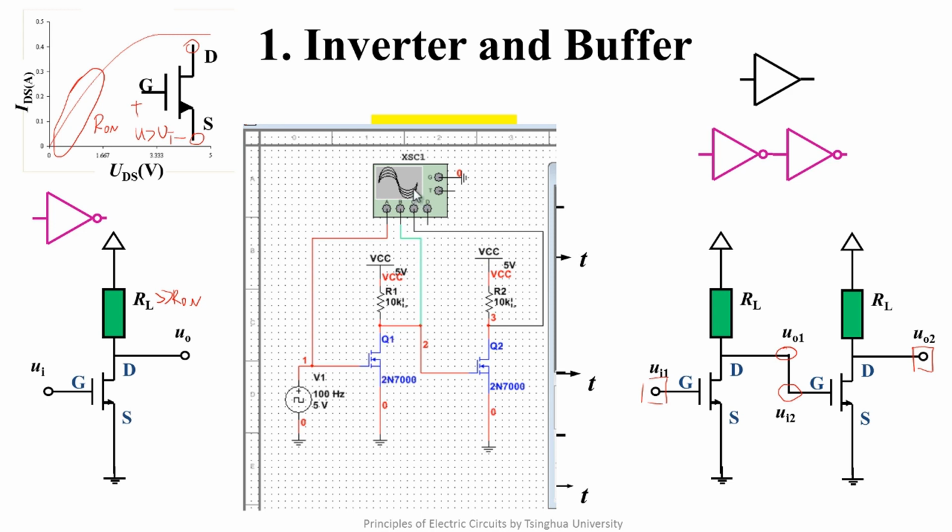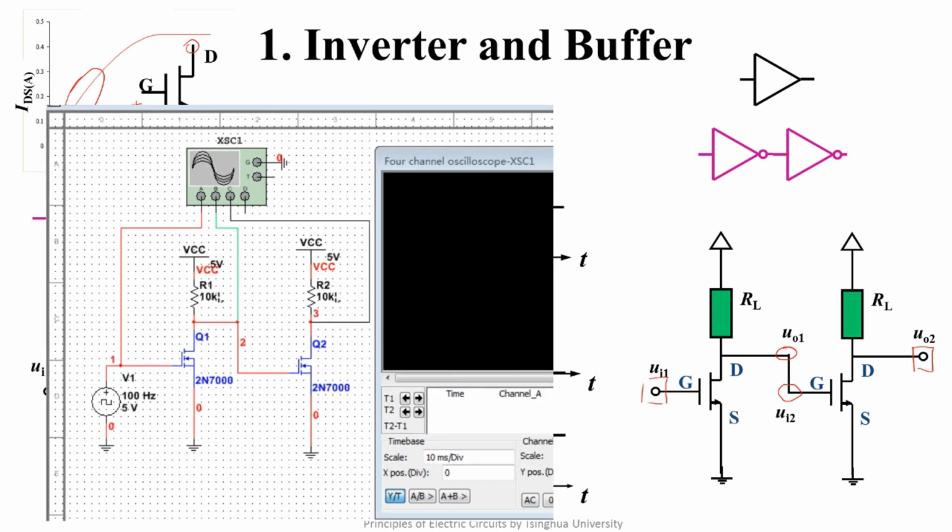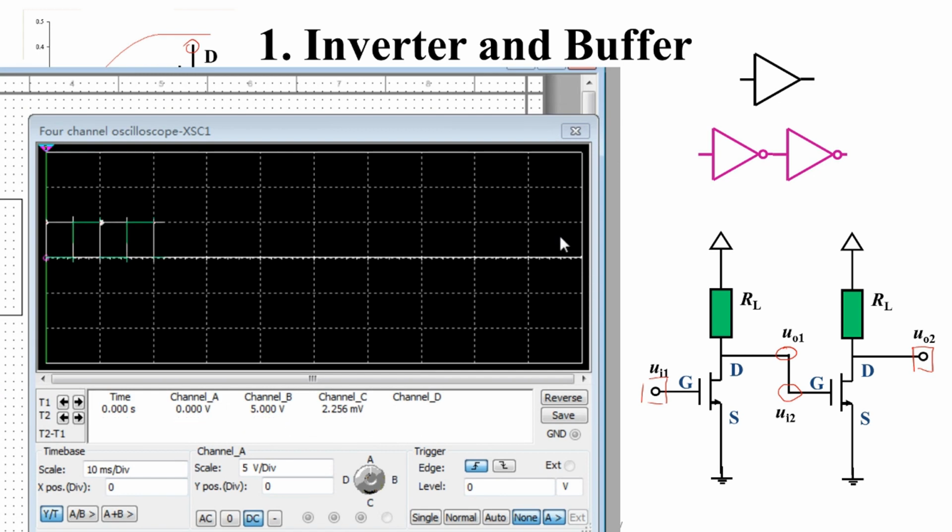This is a 4-channel oscilloscope. The red line represents channel A and is connected to the signal source. The green line represents channel B and is connected to the output of the first stage. The black line represents channel C and is connected to the output of the second stage. The signal frequency is 100 Hz. Let's see.